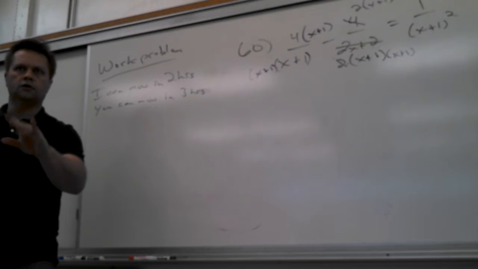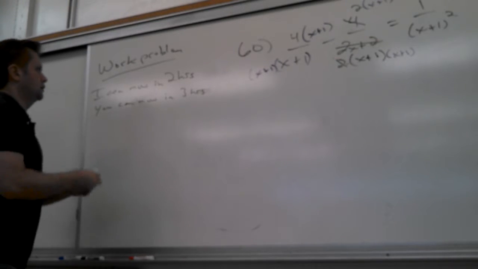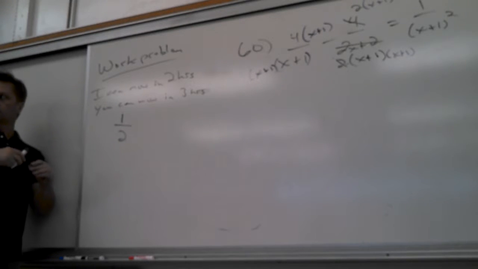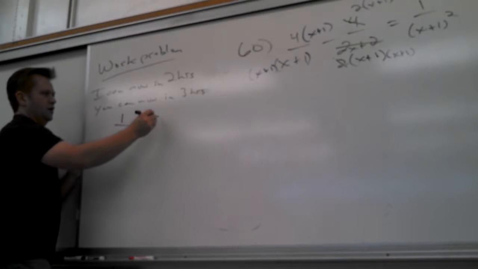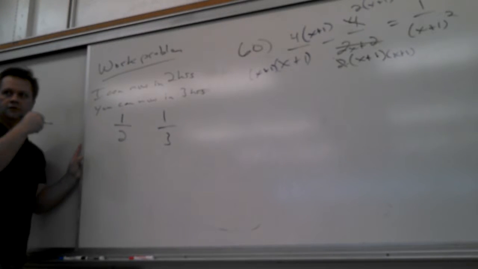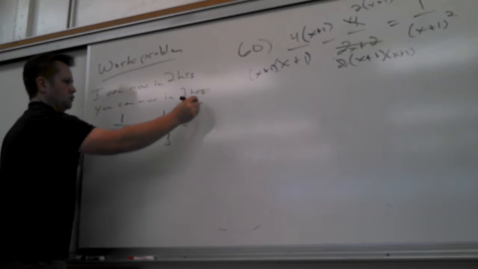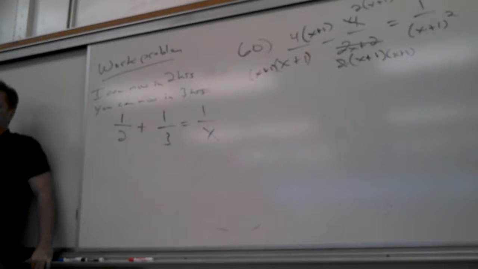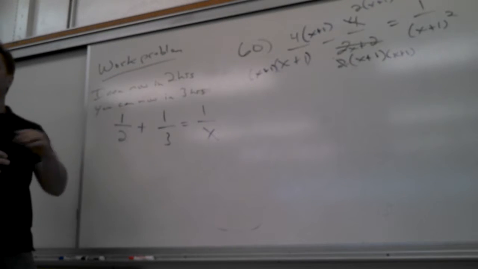Does that make sense? So now here's how it works. I can do one lawn in 2 hours. You could do one lawn in 3 hours. Together we can do one lawn in some number of hours, x. It's the same problem as before, just actually easier, right?